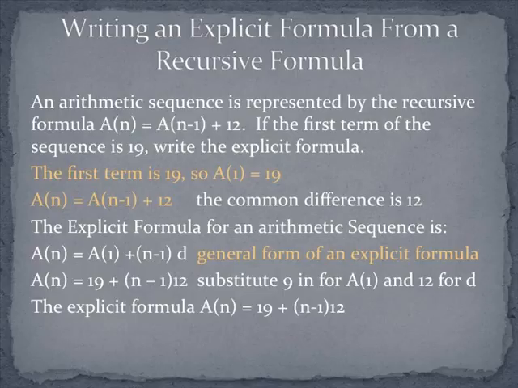The explicit formula for an arithmetic sequence is a sub n equals a1 plus the quantity n minus 1 times d, which is the general form of an explicit formula. Here we substitute 19 for a1 and 12 for d. The explicit formula is now a sub n equals 19 plus the quantity n minus 1 times 12.